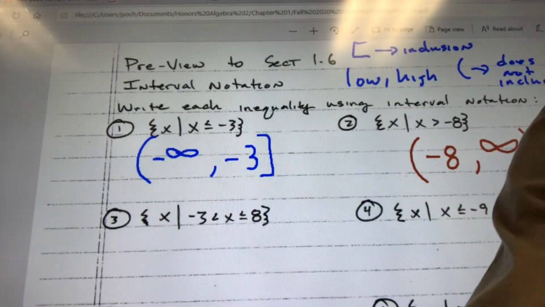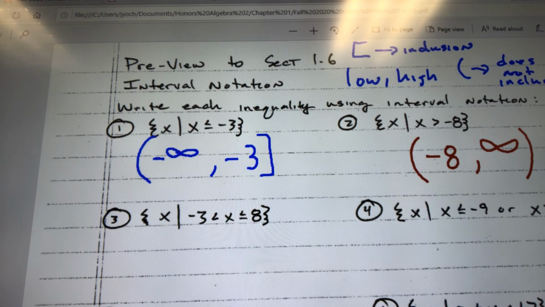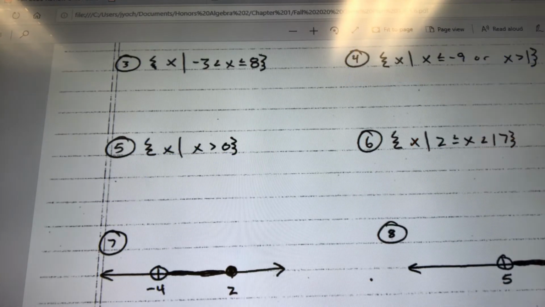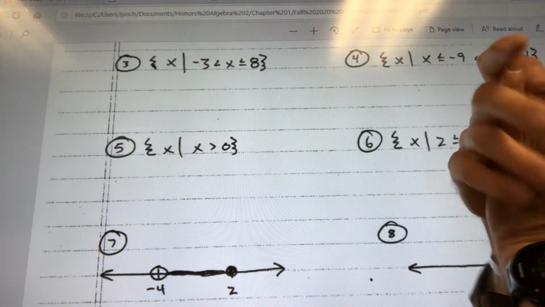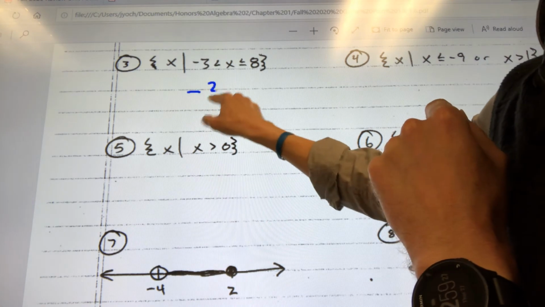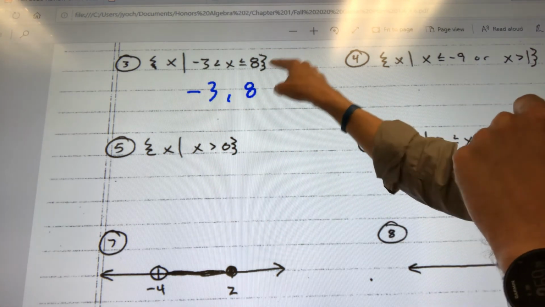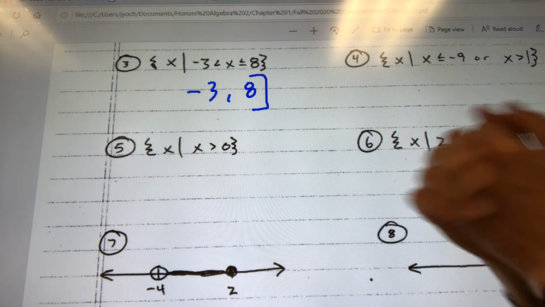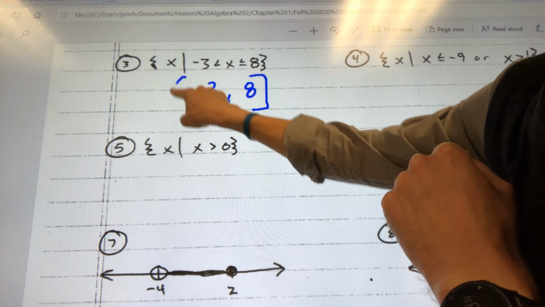All right, so let's do 3 and 6. So we'll save 4 and 5. I'm going to write down that we're saving 4 and 5 here. All right, so on 3, we got -3 to 8. So this is easy, low to high. X is allowed to be 8, equality, so we put a bracket around 8. X is not allowed to be -3, it has to be bigger than -3, so we use a parenthesis for that.